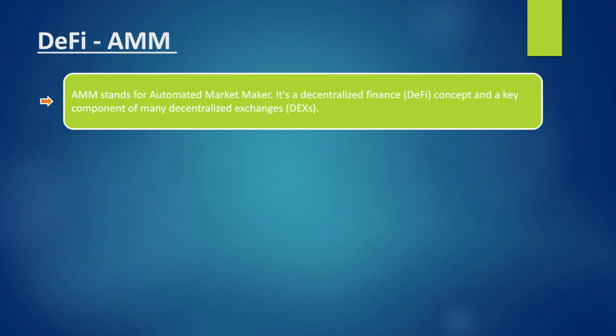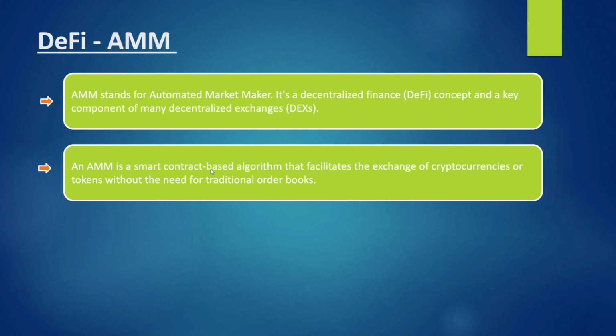So what is AMM? AMM stands for Automated Market Maker. It is a decentralized finance concept and a key component of many decentralized exchanges. An AMM is a smart contract based algorithm that facilitates the exchange of cryptocurrencies or tokens without the need of traditional order books. And this is a beautiful thing, guys, because now just imagine we have so many trades going on DeFi platforms, and there is no central entity who is actually dealing with these different people.